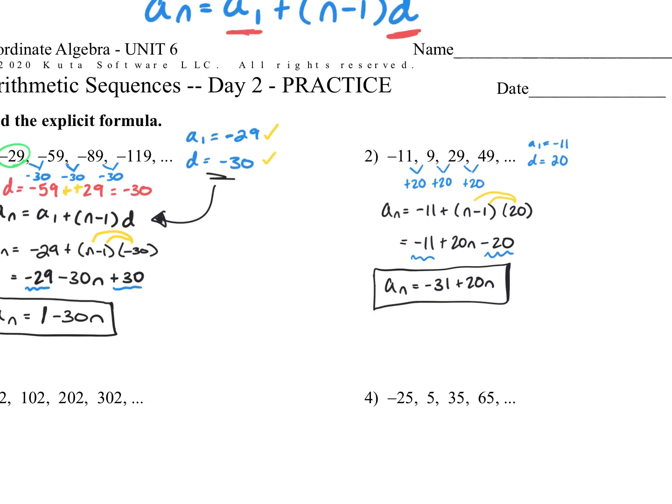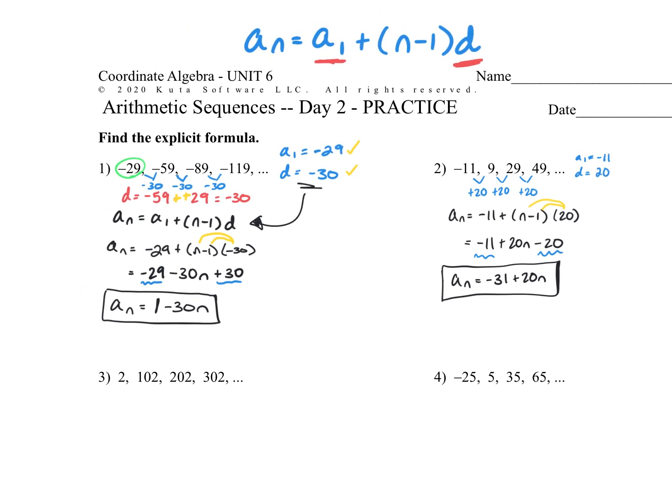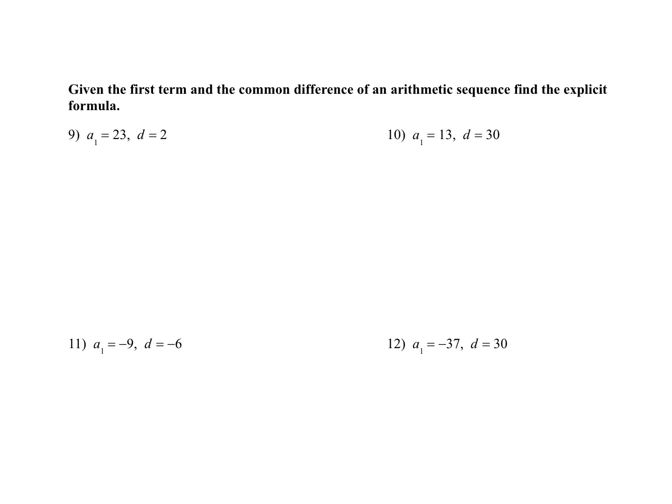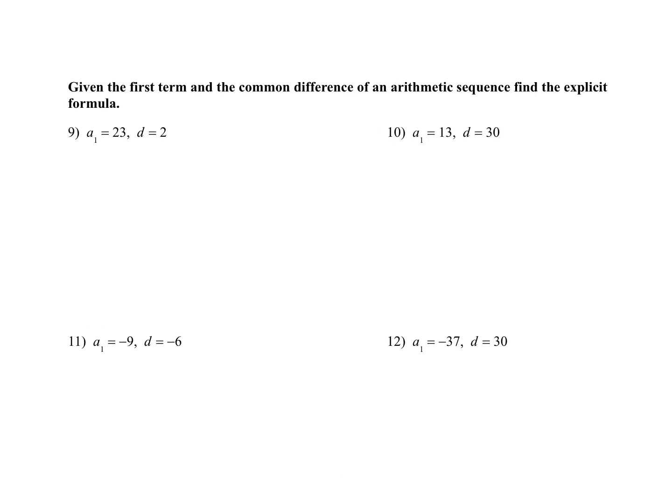All right. So those are the types of problems that are on the front. What I want you to do now is flip over to the back. I'm going to do two of those types of problems. Here on these, they actually go ahead and give you the first term and the common difference. And then they ask you to find the explicit formula. Well, that's doing exactly what we did, except we don't have to figure out what our d value is because it's all given to you.